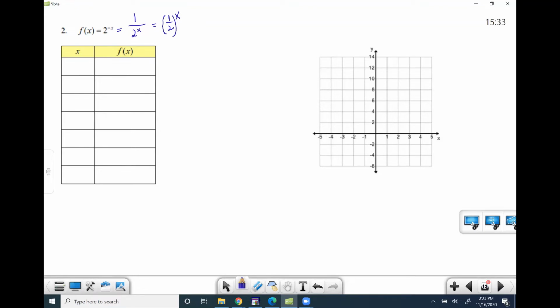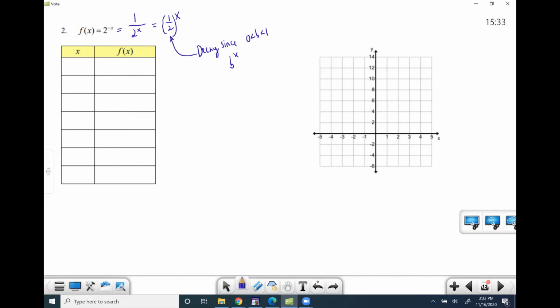And what's the benefit to rewriting it like this? You're like, Mecklenburg, why? It would have been easy to just do it right here. Well, the reason why is now just by staring at it, you can tell me if it's going to be growth or decay. So is this going to be growth or decay for this one? Decay. Yes, decay, since b is greater than 0 but less than 1. Remember, it's always b to the x power. So b is the base, b for the base. Now, you can use either one of these to t-chart it. I don't care which one you use.